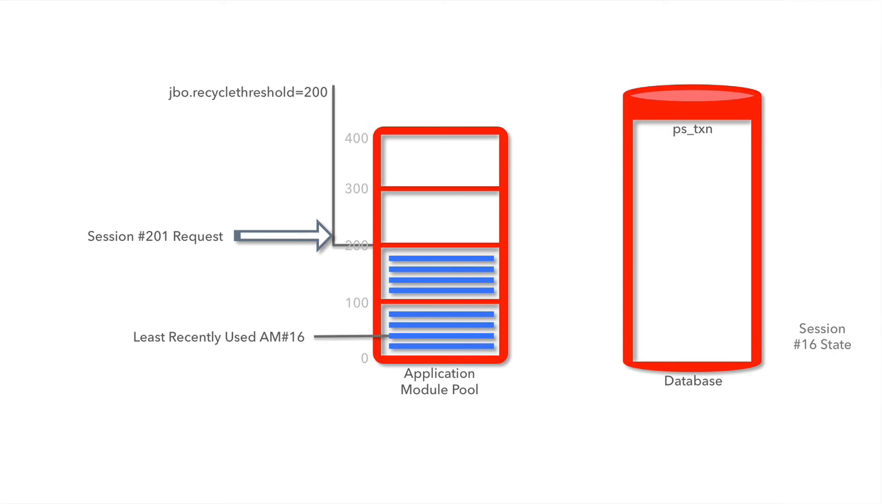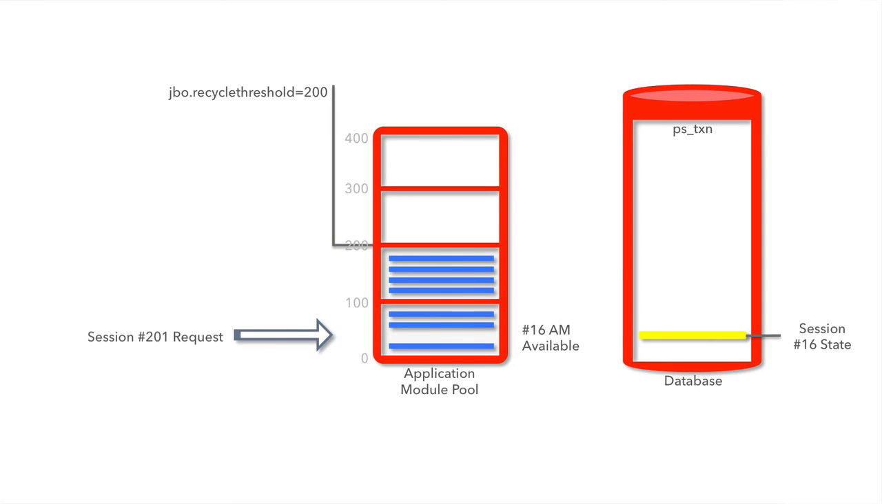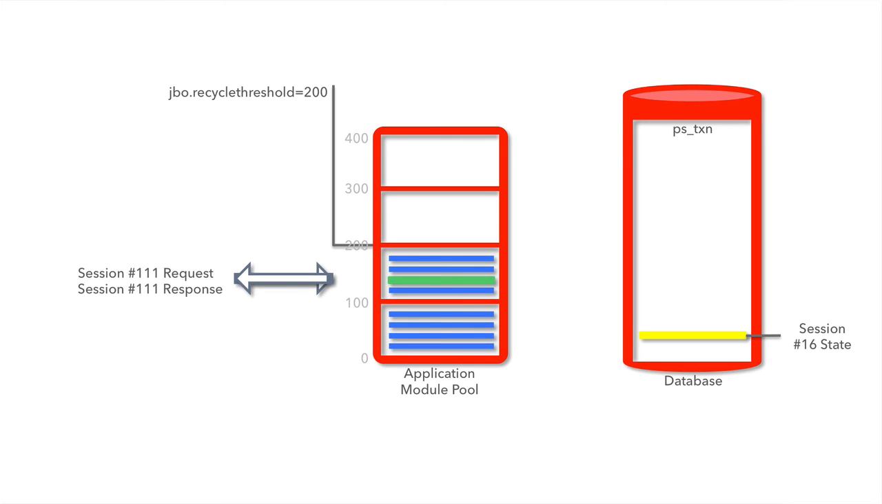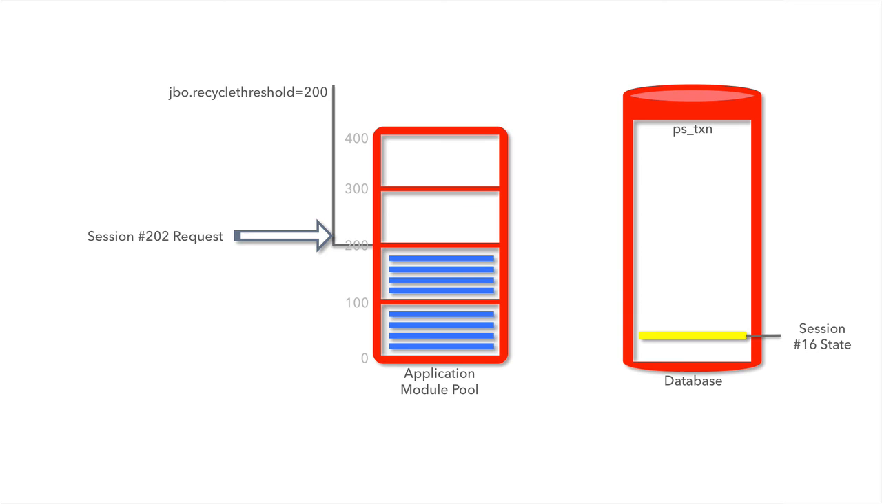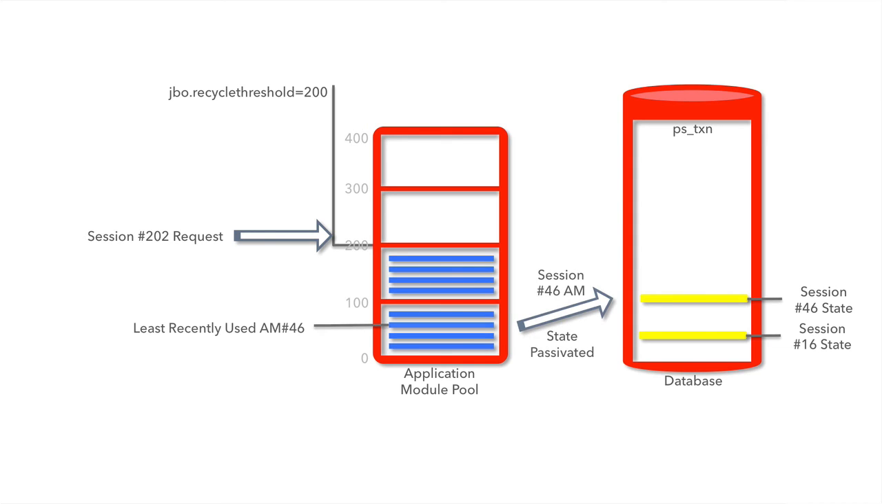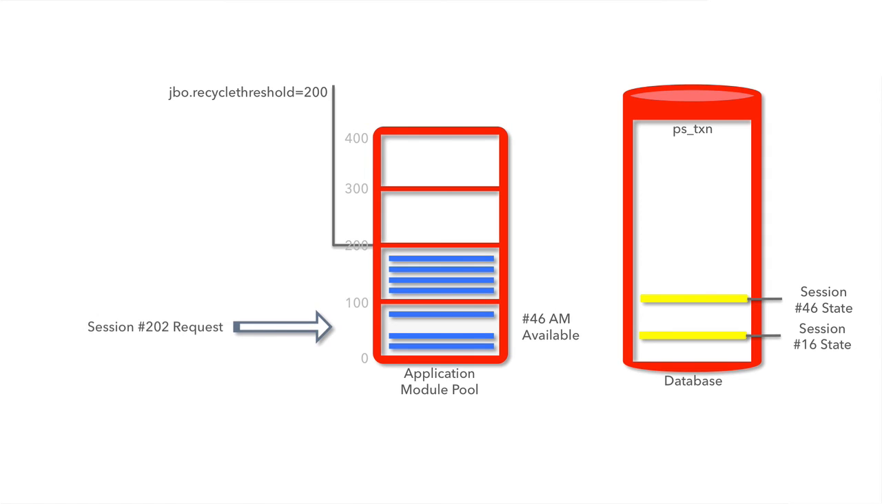AM number 16's state is then passivated to the database's PS_TXN table. And then the 201st session uses the newly reset AM 16 to service its request and form its response. Meanwhile, more original sessions are still being served from the pool, and now a brand new 202nd session is received. We identify the 46th AM as the next least recently used AM in the pool. We passivate its state to the database and reset the 46th AM in the pool. Then the 202nd request makes use of the now free AM 46 to service the response to the 202nd session.